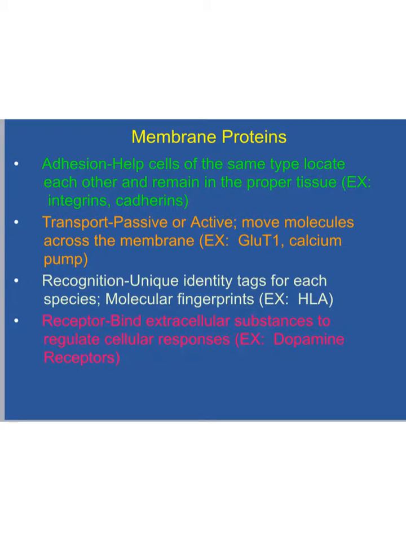All right, so adhesion proteins help cells of the same type locate each other. Remember, we talked about the term adhesion when we talked about water, and basically that means things sticking to something else. In this case, we're talking about cell types that stick together and stick to the proper tissue. For example, they stick to the chest cavity if they're cardiac cells, or to the liver tissue if they're liver cells, or to the pancreas tissue if they're pancreatic cells.